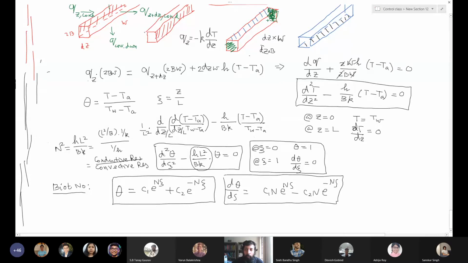Now let us put the boundary conditions. Zeta equals 0, theta equals 1, that is 1 equals C1 plus C2. And here we know that 0 equals C1 n e to the power n minus C2 n e to the power minus n. So solve it and tell me what C1 and C2 are.